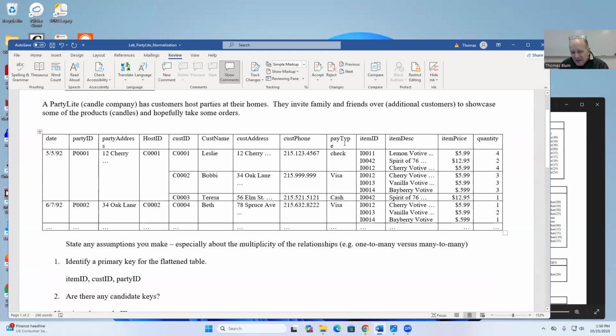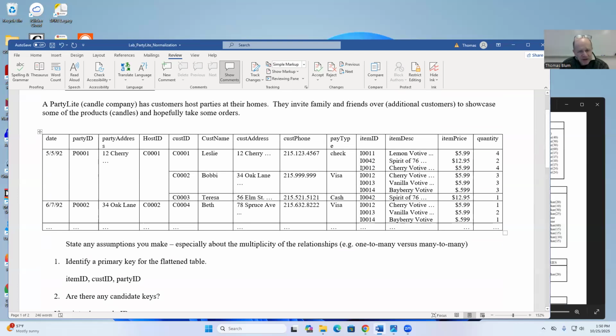We have the payment type. So we've got to say, is that a function of the person or is that a function of the order? Let's say they might have paid cash one day and then they didn't have enough cash the next time and they paid with a check or a credit card. So let's leave that as a function of the order. Okay.